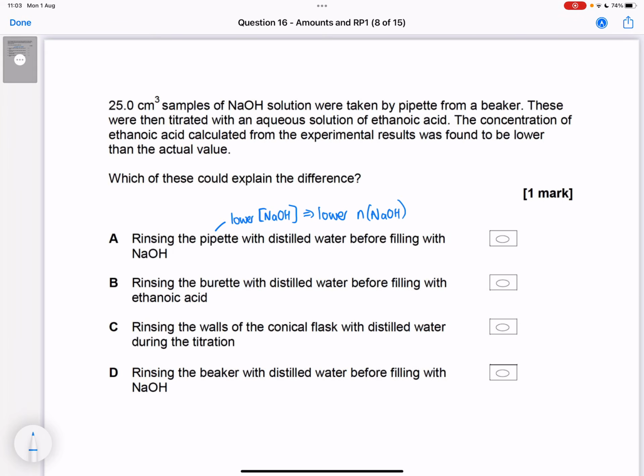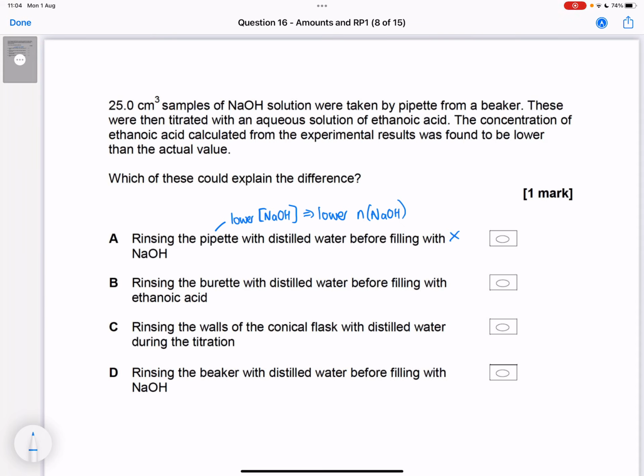Now, if that was true, then the experimental concentration of ethanoic acid would actually be found to be higher than the real value because we used less than we should have done, and therefore we think it's more concentrated than it is. So this is not correct. These are quite tricky to work through. You have to use your logic step by step.